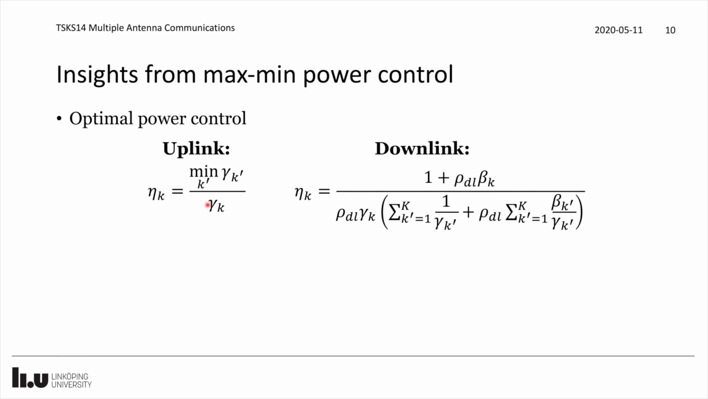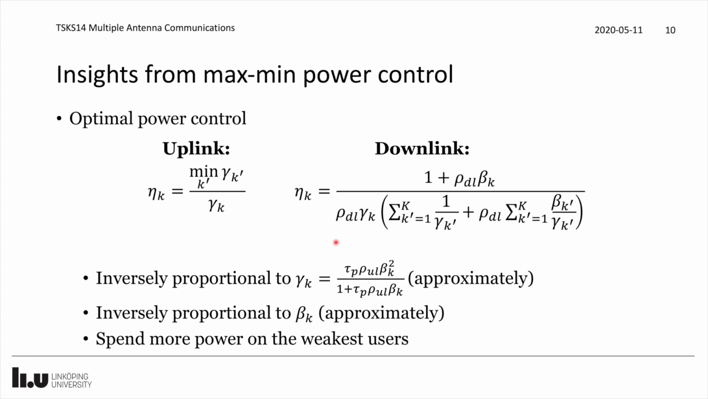So in the uplink we have the 1 divided by gamma k, that was what we need in order to give everyone the same SINR, and then this here was making sure that we are using the maximum power at one device at least. And in the downlink, we had this 1 plus rho downlink beta k divided by rho downlink gamma k. This is what we need in order to make sure that everyone gets the same performance. And then this scaling factor here was making sure that we are using all the power in the downlink.